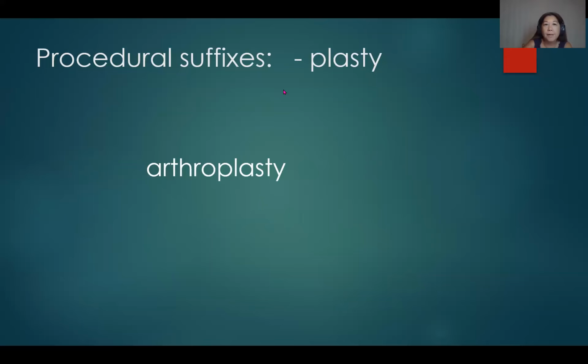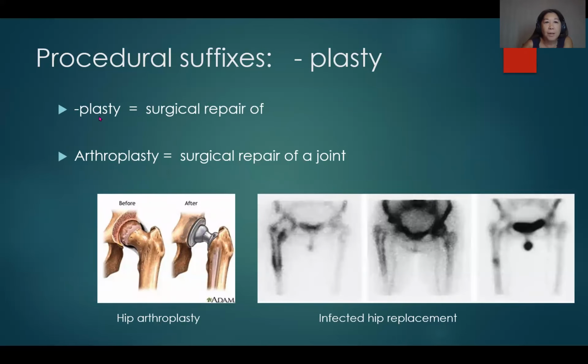Okay, plasty, right? So you may have heard of an arthroplasty, which is the fancy name for a joint replacement. Plasty means surgical repair of something. In the case of arthroplasty, arthro meaning joint, so it's the surgical repair of a joint, which is usually by way of replacing the joint with an artificial prosthesis. You can have a hip arthroplasty or hip replacement, where they've removed the head of the femur and put in an implant.